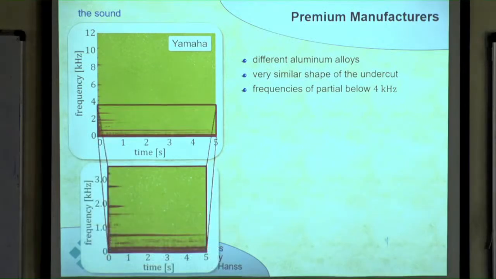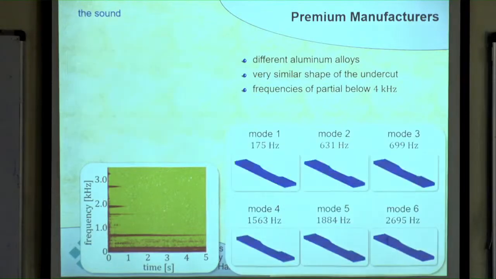So here for the Yamaha blade, there are a few partials below 4 kilohertz. 4 kilohertz is nice because everybody can hear this. Some of you are very young, so you also hear 15, 18 kilohertz. I'm too old, I guess I hear only maybe 12 kilohertz or so. If I'm happy, I hear 12 kilohertz. The sound is different, and in this region, everybody from us can hear it.